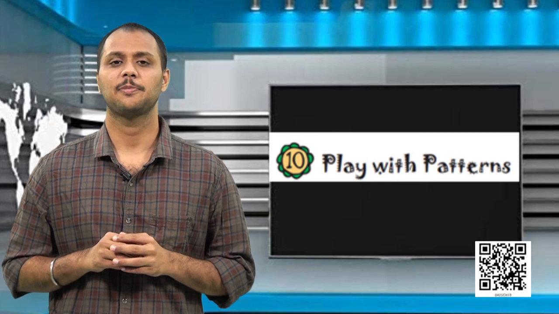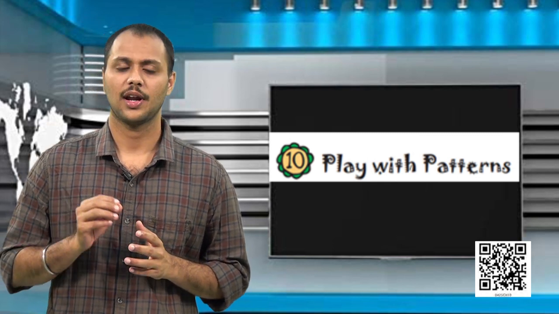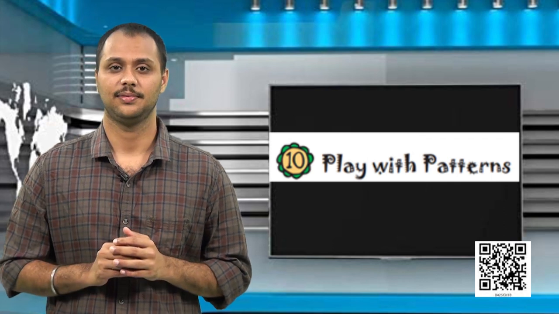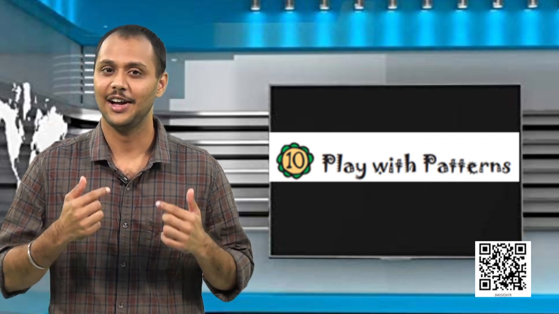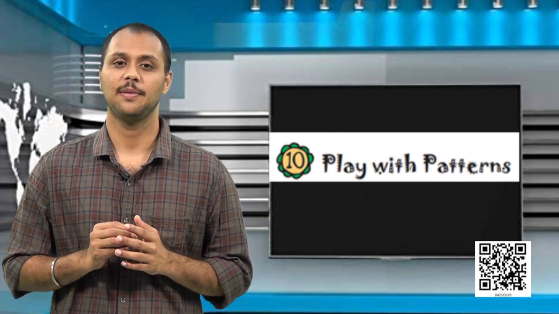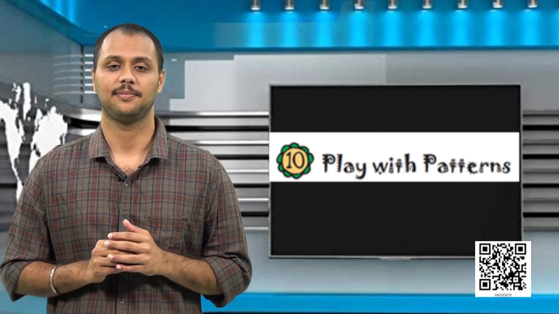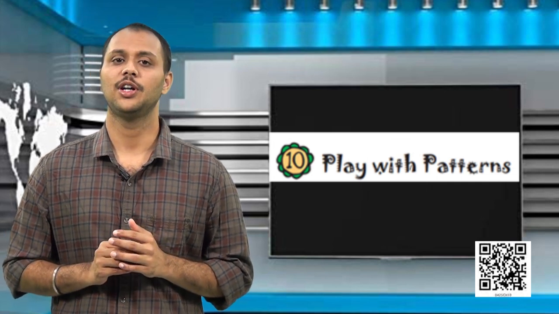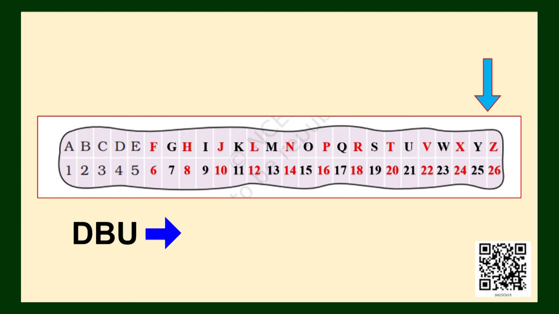Come, let us play a game. I am going to write few words. Each one of you have to decode it. Don't worry, I'll tell you the rule. The rule is that each letter is replaced by the next letter. Let us see an example. I am giving you a word DBU. You have to decode it. What is the rule? Yes, each letter is replaced by the next letter.